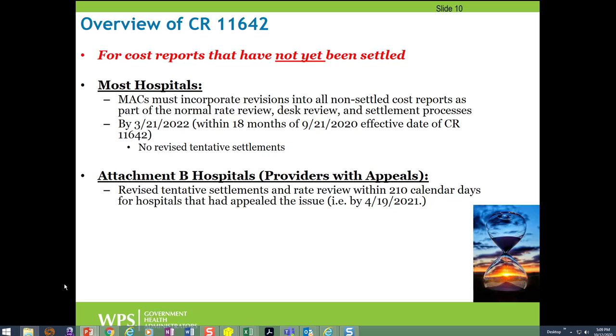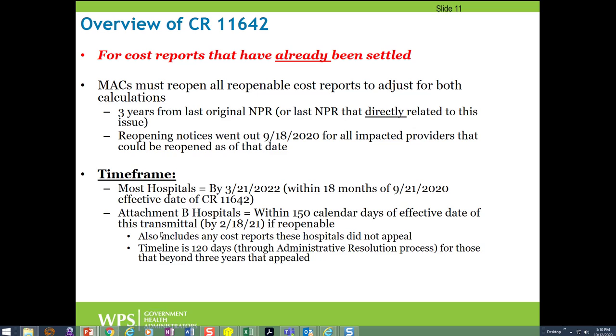CMS does require us to do revised tentative settlements and rate reviews within 210 calendar days, and this would put it at April 19th of 2021. For the cost reports that have already been settled, so these are the ones we might need to reopen, MACs are required to reopen all reopenable cost reports, again, within 3 years of the last valid settlement, to adjust for both calculations. Now, when I say both, I'm talking the Nursing and Allied Health add-on payment as well as the GME payment reduction, assuming they both apply to that particular provider.